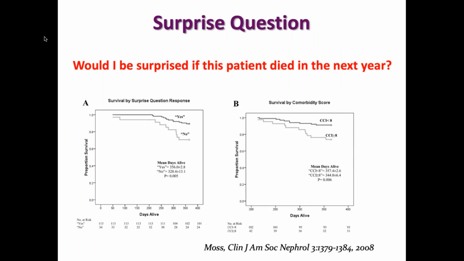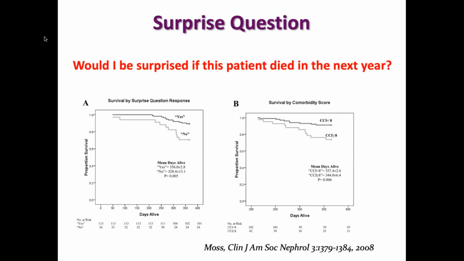Now let's come back to the surprise question. There is evidence now which says that the surprise question actually has a very good discriminating ability to predict patients who would survive in the next 1 year or so. As you see in the graph on the left, if the answer to the question was no, you wouldn't be surprised if the patient died in the next 1 year, it actually predicted that more patients for whom the answer was no died by the end of the next 1 year compared to those for whom the answer was yes.